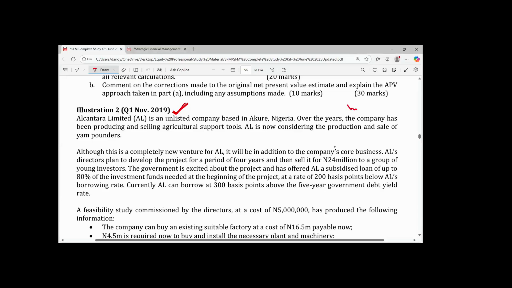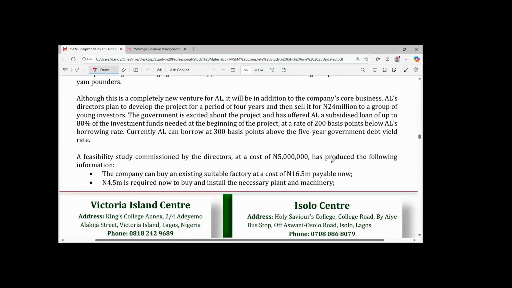Yes, clearly. Alcantara Limited is an unlisted company based in Akure, Nigeria. Over the years, the company has been producing and selling agricultural support tools. AL is now considering the production and sale of yam powders. Although this is a completely new venture for AL, it will be in addition to the company's core business. AL directors plan to develop the project for a period of 4 years and then sell it for 24 million to a group of young investors.